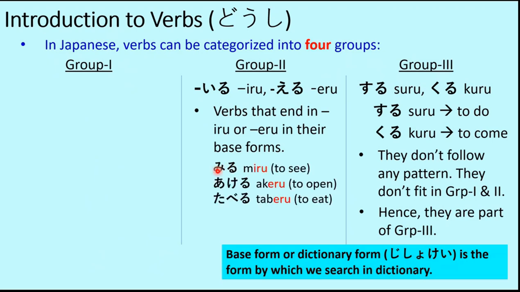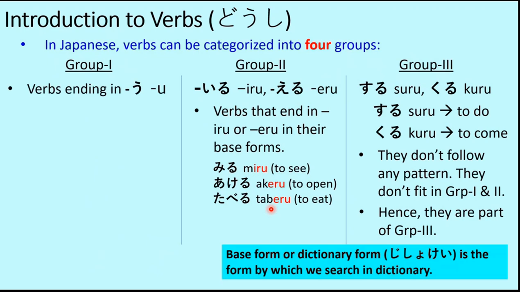A few examples of group 2 verbs are miru, which means to see, akeru, which means to open, and taberu, which means to eat. If you look at all these three examples, you will find that all of them end either in iru or in eru. So this constitutes group 2 of the Japanese verbs.